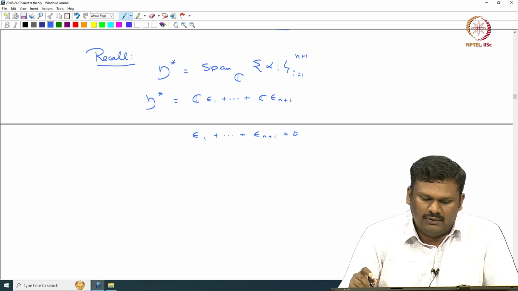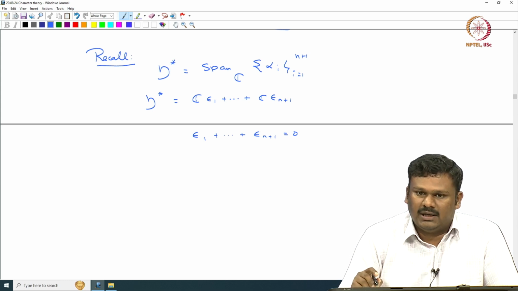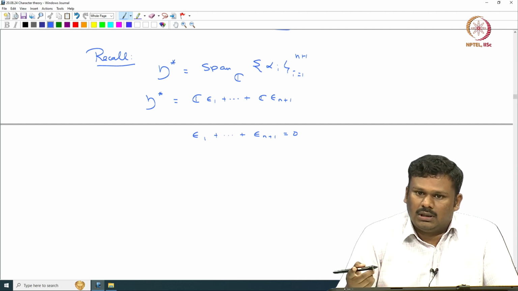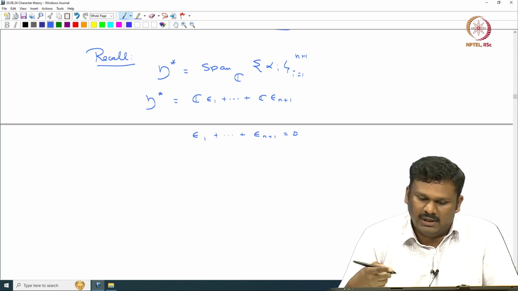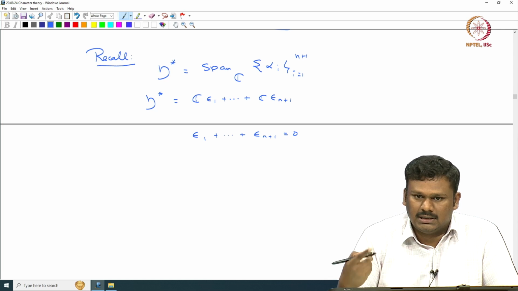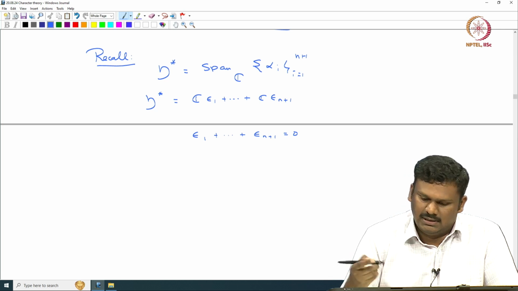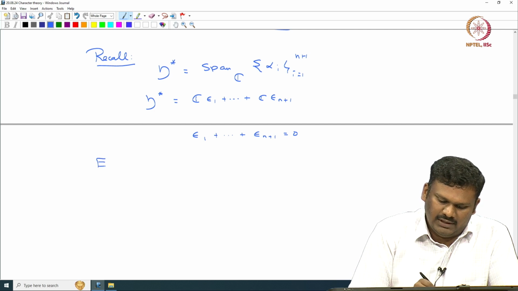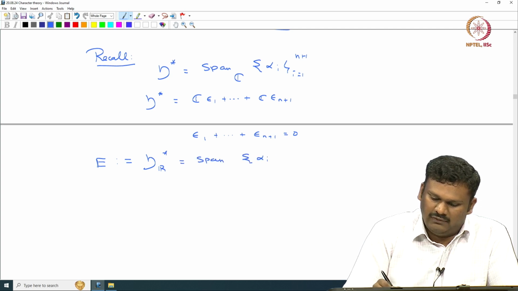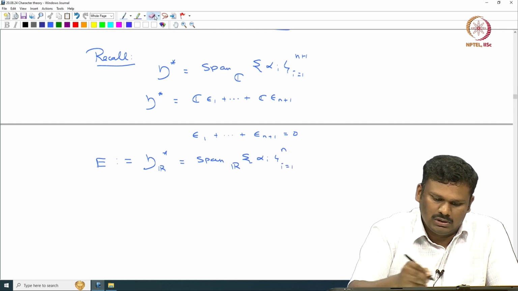Now what we are going to do is take the real span of this. Indeed, since the inner products of alpha_i and alpha_j are all integers, we still get an inner product on the real span of the alpha_i's. In particular, that inner product will make h_R star a Euclidean space. So let us take the definition of E to be this. E is defined to be h_R star, which is the span over the reals of all these alpha_i's, i ranging from 1 to n.